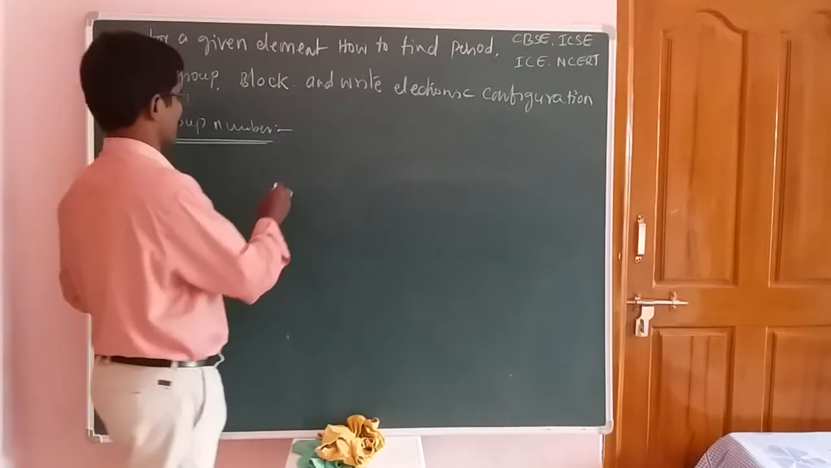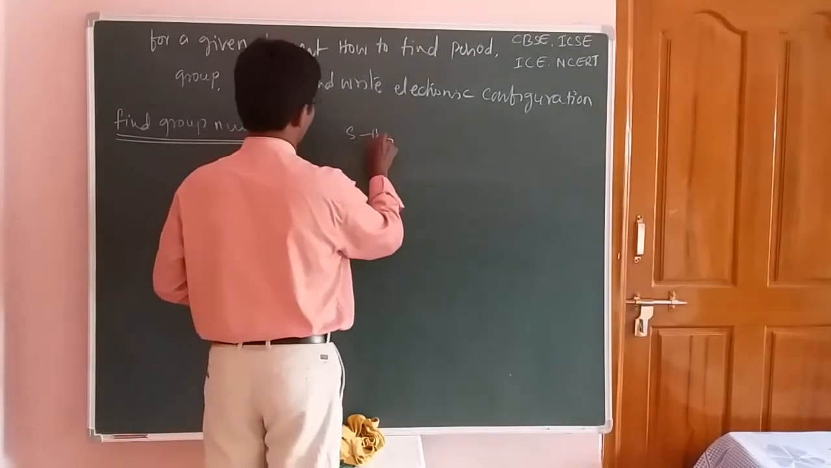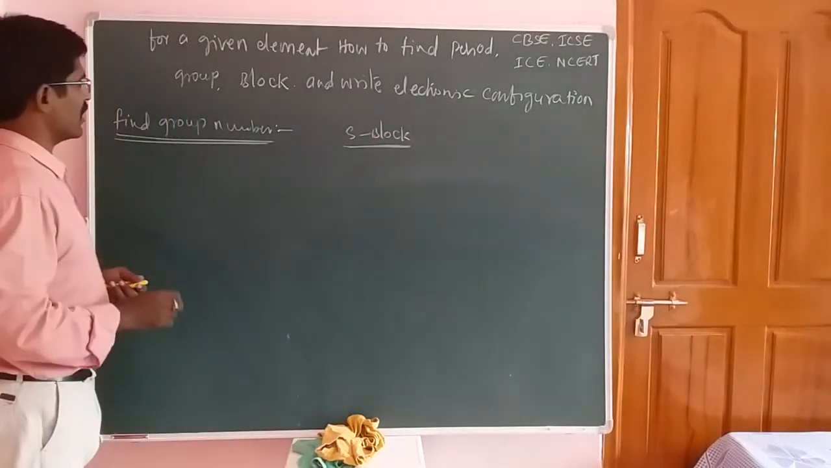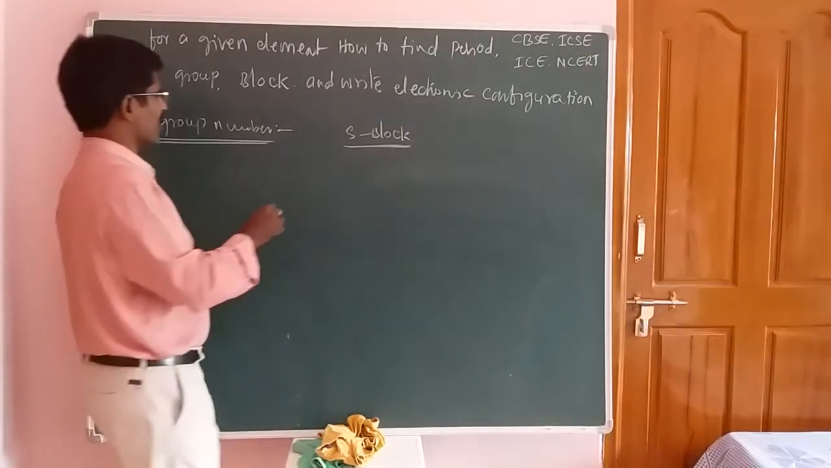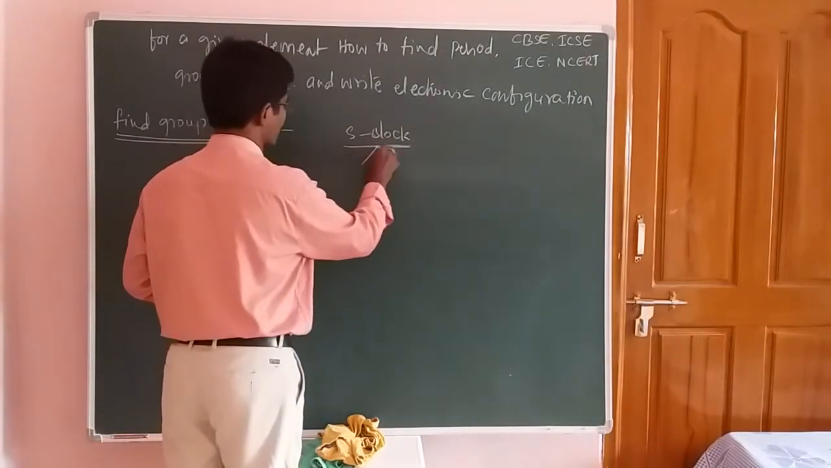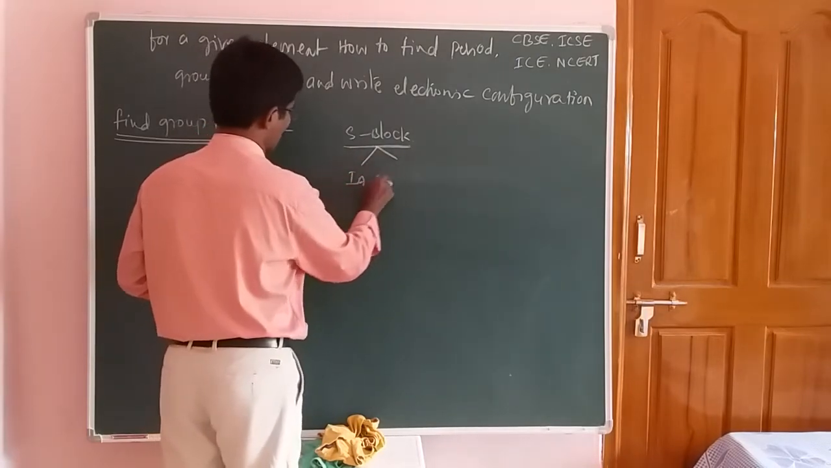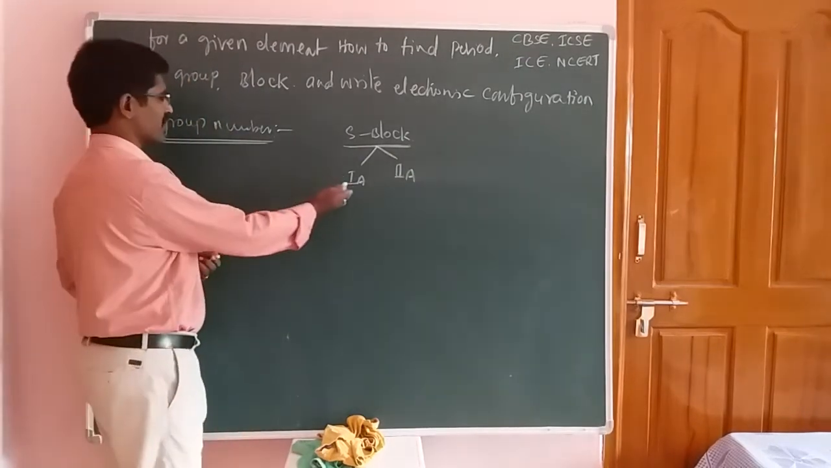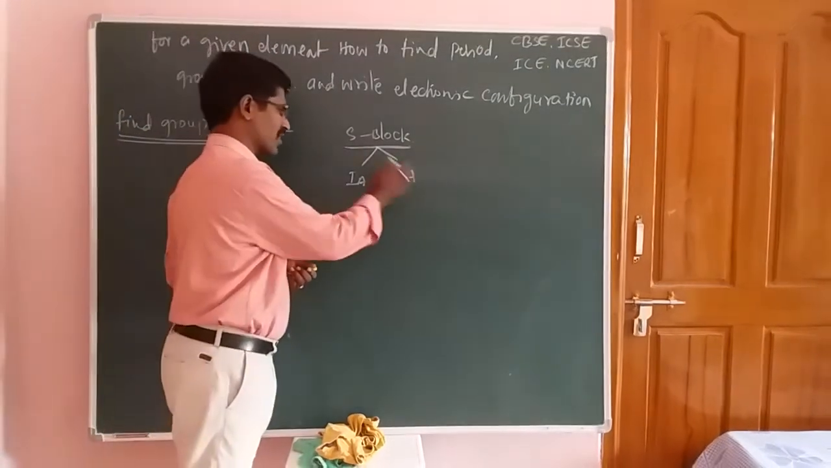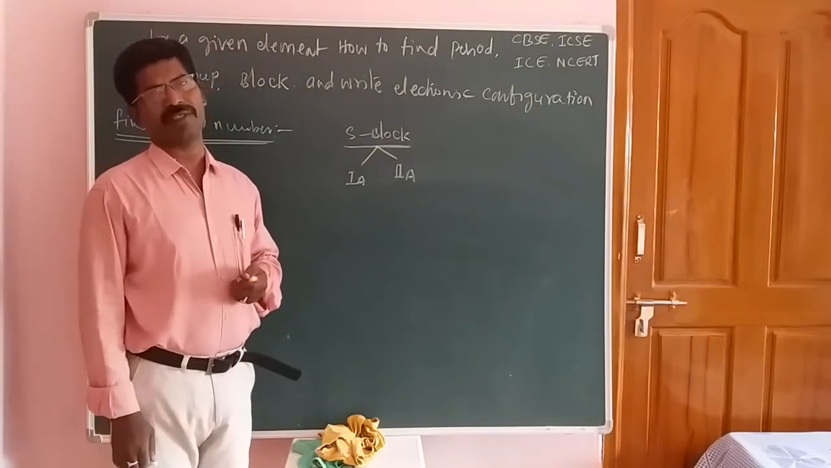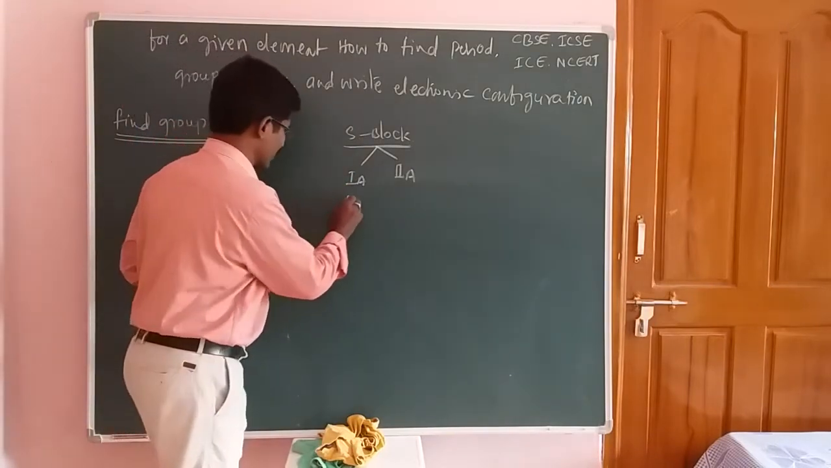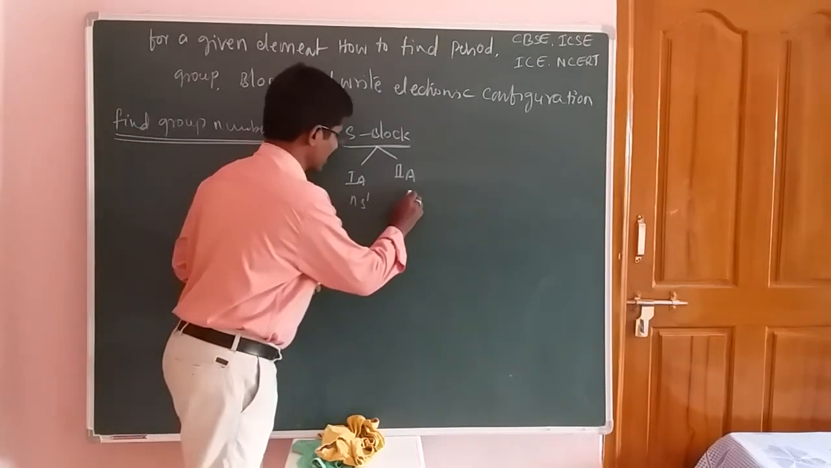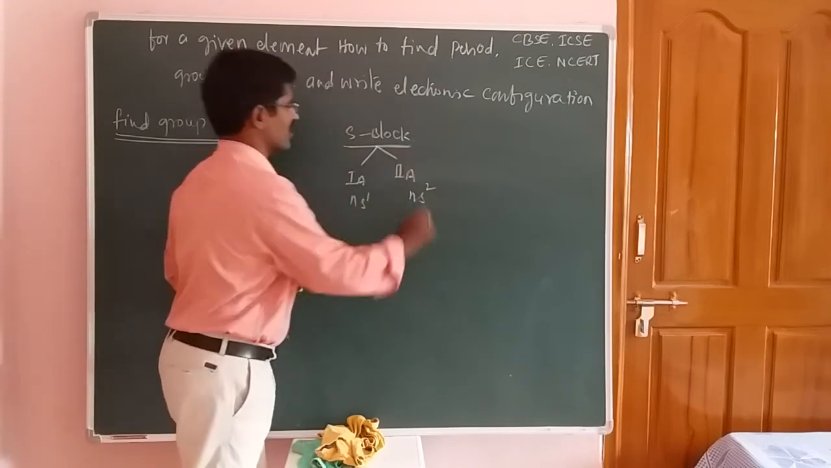That means, friends, first of all, we have to discuss the s block elements. First we will find the s block elements. S block consists of only two groups. That is the first A group elements and next one is the second A group elements. You know all that, friends. First A means alkali metal elements, and second A group elements are called alkaline earth metal elements. First A group elements end with ns1 electronic configuration. Second A group elements end with ns2 electronic configuration.